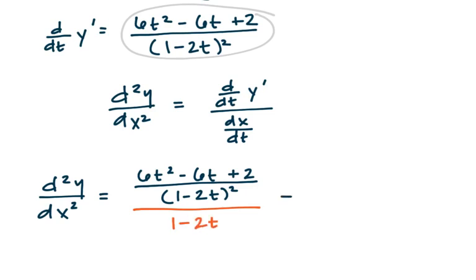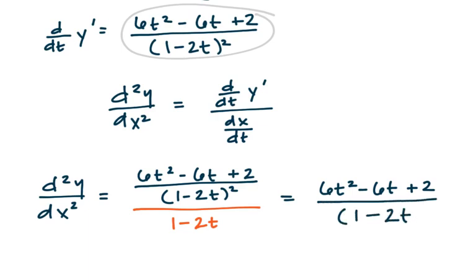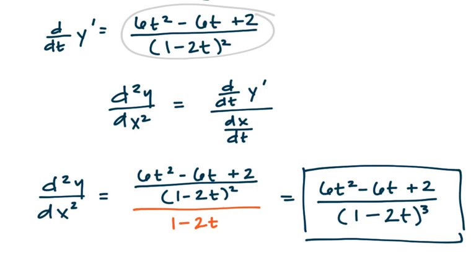And this simplifies. So my second derivative is 6t squared minus 6t plus 2, all divided by 1 minus 2t cubed, because when I divided by that, it just took my denominator up a power. So this represents the second derivative of my parametric equations.